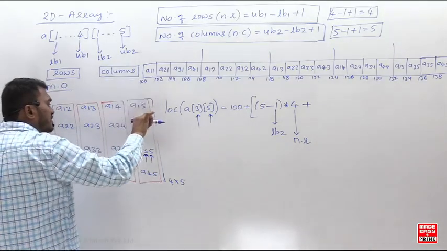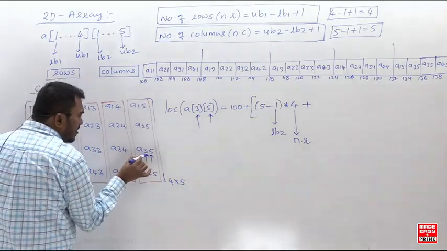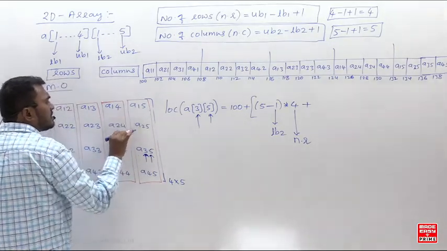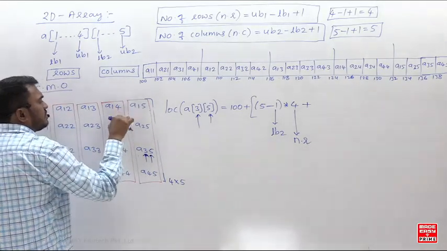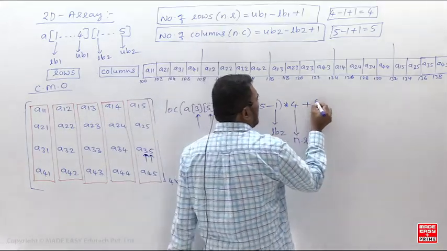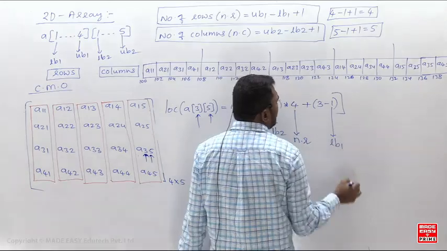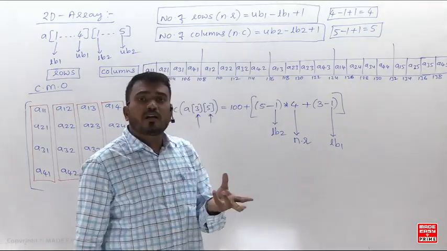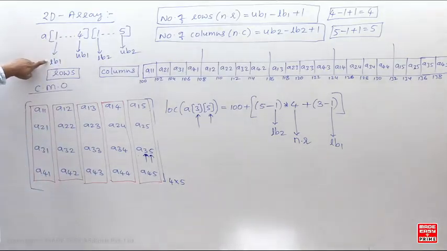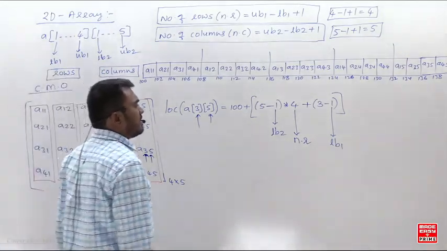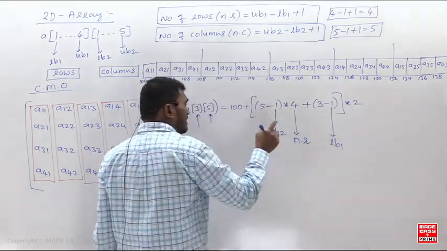Okay. Look at this. First row, second row and third row. If you want to go to the third row, how many rows do you have to cross? These 2 rows you have to cross. So it means third row you want to go to means 3 minus 1 rows you have to cross. So what is this one here? Lower bound 1. Because when I talk about rows it is lower bound 1 always, and when I talk about columns it is lower bound 2. Is that clear?